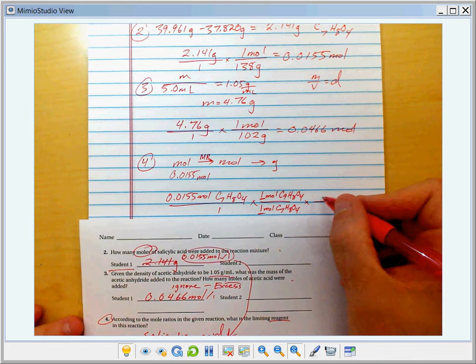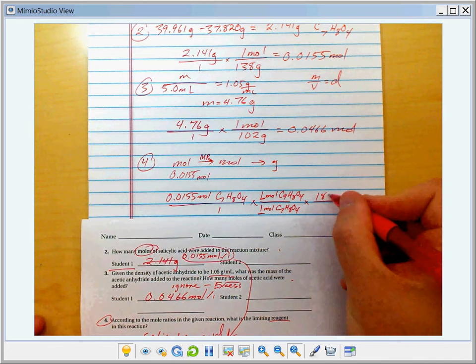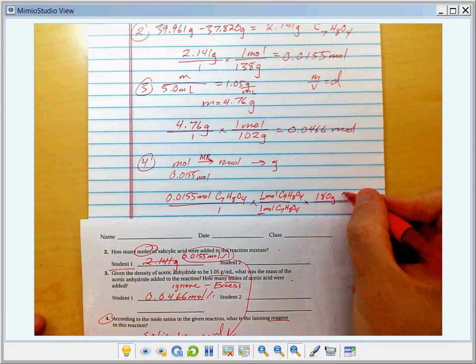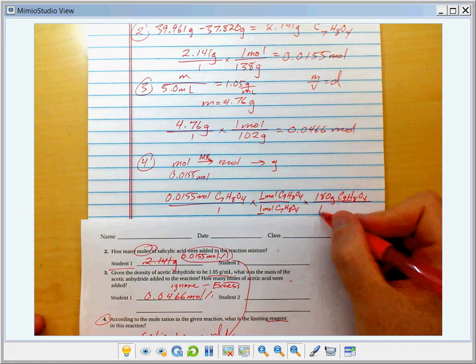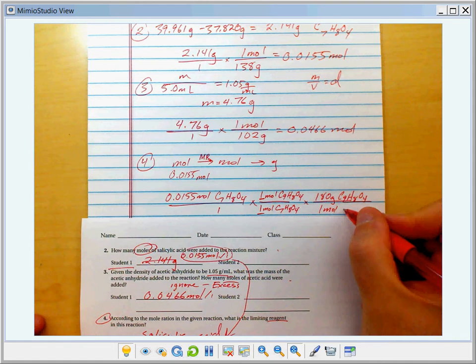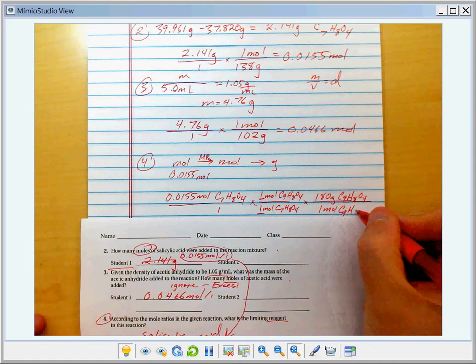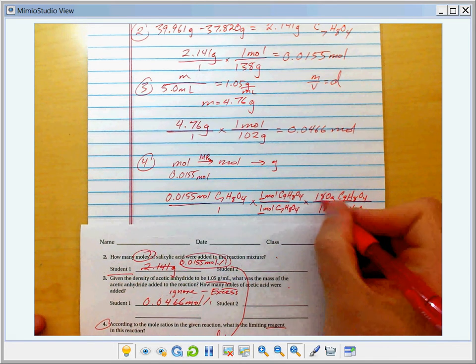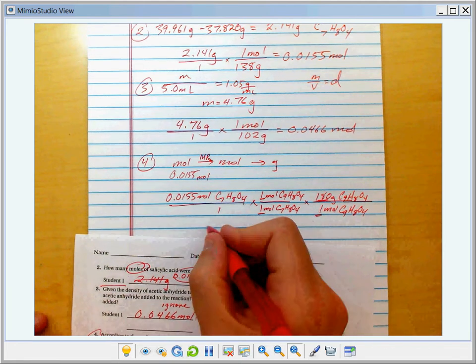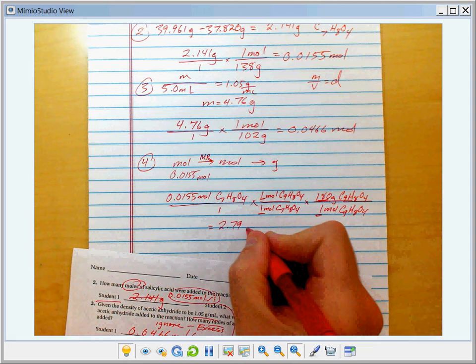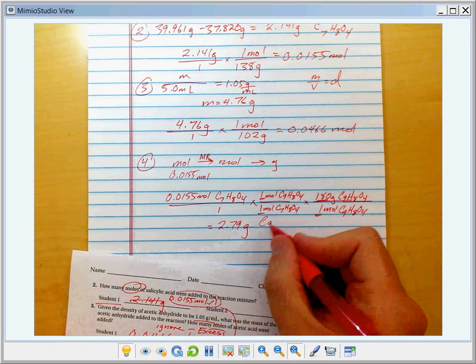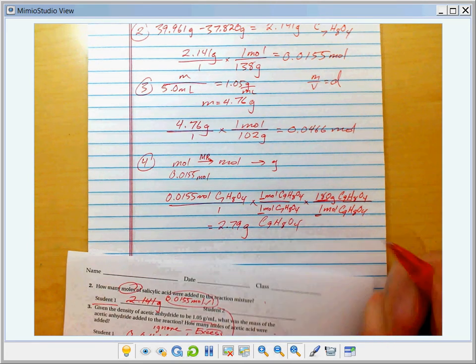Finally, I need to use the molar mass to get back to grams. And remember, when you use a molar mass, it is always equal to 1 mole. So that's going to get us our mass, which is 2.79 grams of the aspirin. So that's how much should be made based on the reaction.